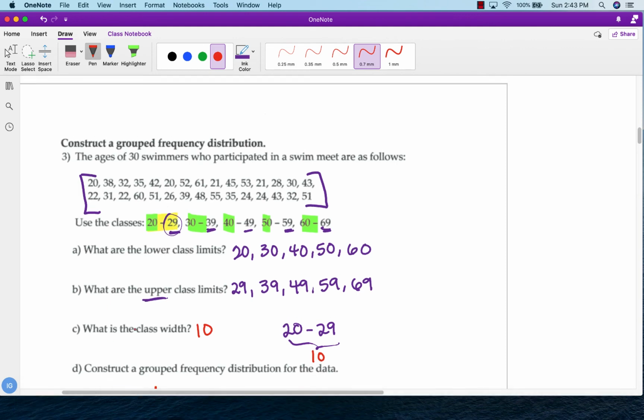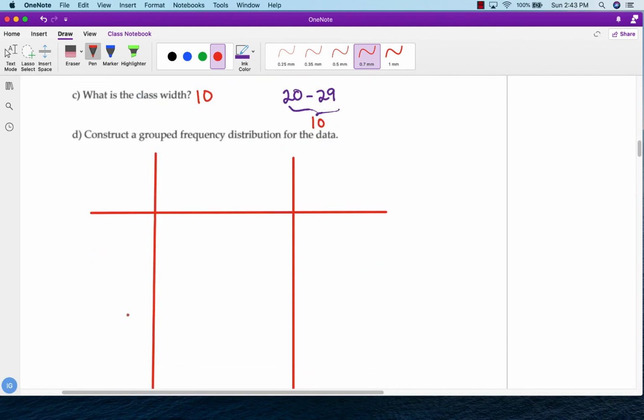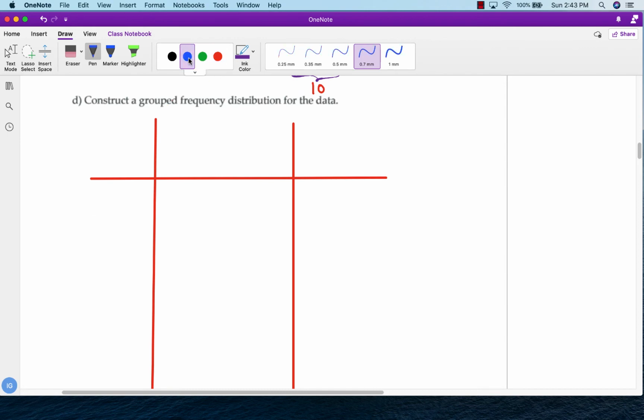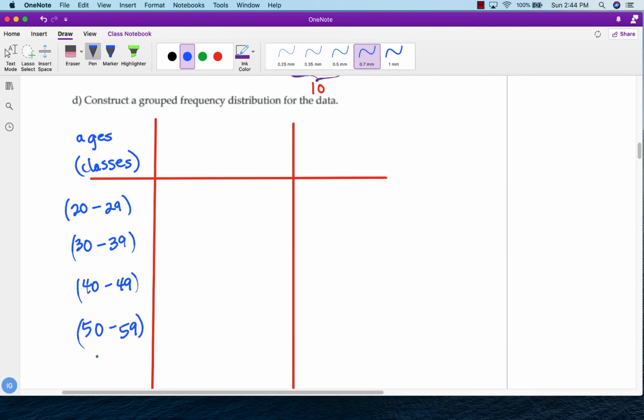Okay, now we're going to do a frequency table again, and I'm going to let you guys work on it. I'll start it. So here are the edges. So these are your classes, and they give you the classes already. So remember the classes are 20 to 29, and then 30 to 39, and then 40 to 49, 50 to 59, and the last one is 60 to 69. Okay, here you're going to tally. And here's the frequency.